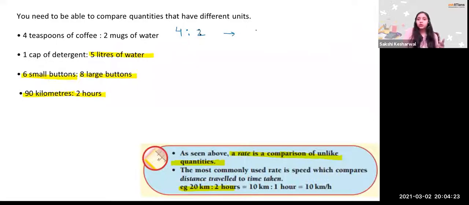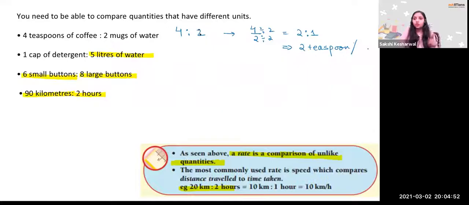So what you do is make this an equivalent ratio and try to make the denominator 1. If you're going to make the denominator 1, it is 4/2, divide by 2 and divide by 2, right? So this is equal to 4:1... which can be written as 2 teaspoons of coffee per mug of water, right? You write per, or use the symbol, per mug of water. So what do you mean by this? For one mug of water, you require 2 teaspoons of coffee. This is what it means, right?